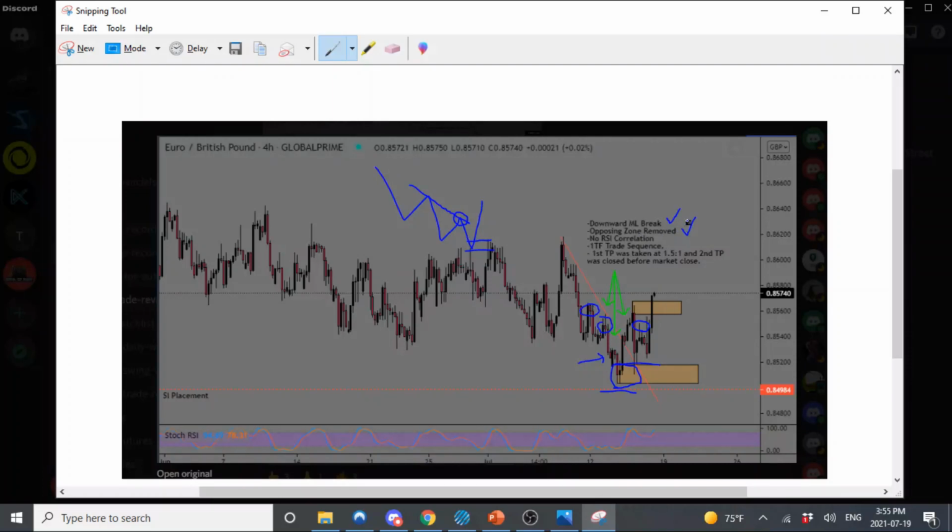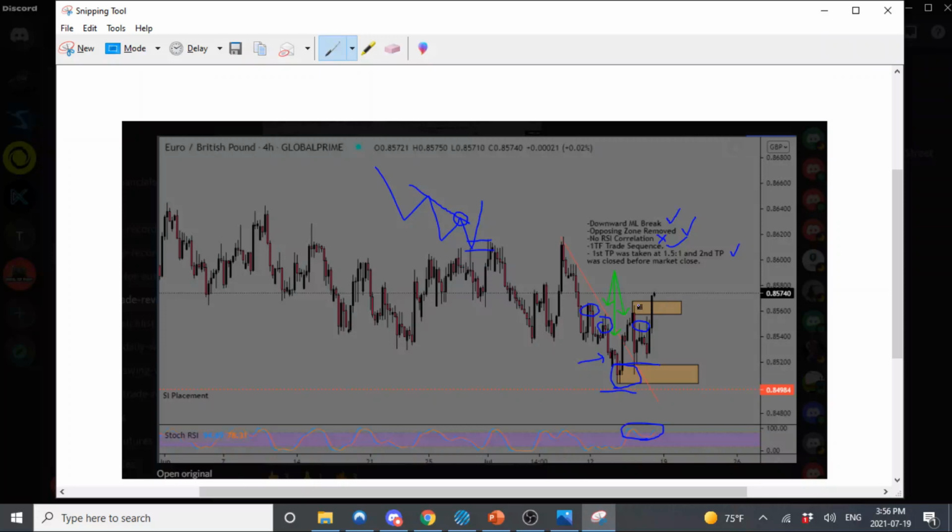That's great. This is something I'm testing out right now. No RSI correlation. So this is where the RSI was when I took the trade. It was still overbought, right? And I was basically buying when it was overbought still. So there was no correlation on that, but I do want to take note of that. And then I said here, one time frame trade sequence. Yep, we know that. And then, like I said, first take profit was at 1.5 to 1, and second was at 2 to 1. Perfect.